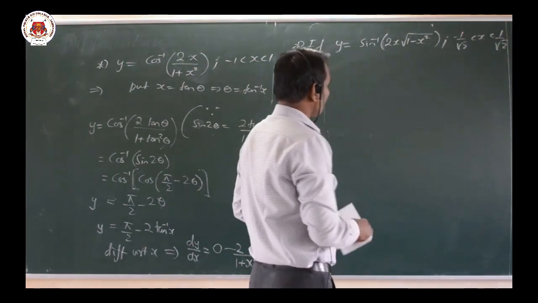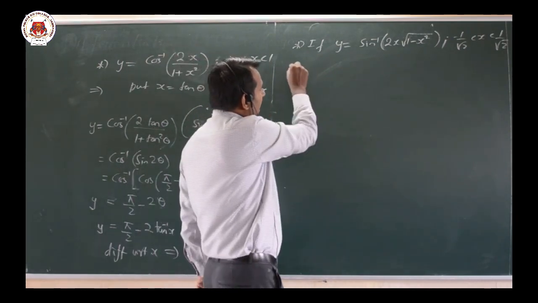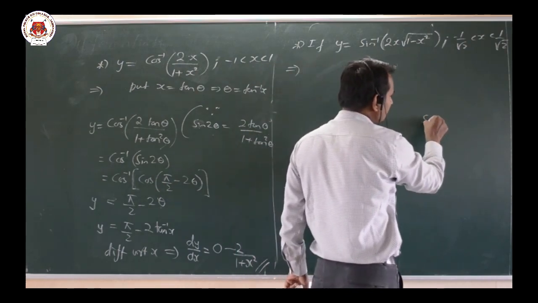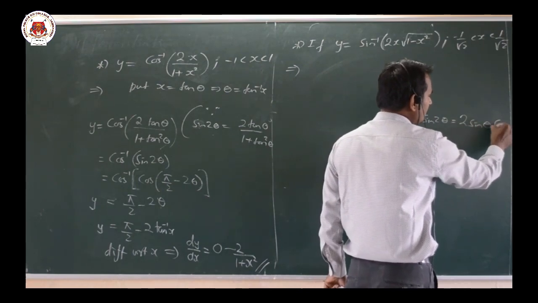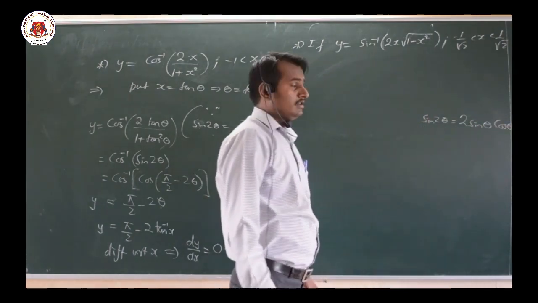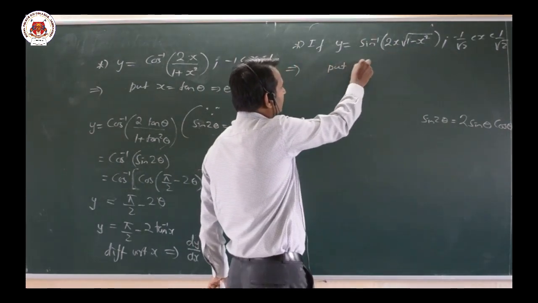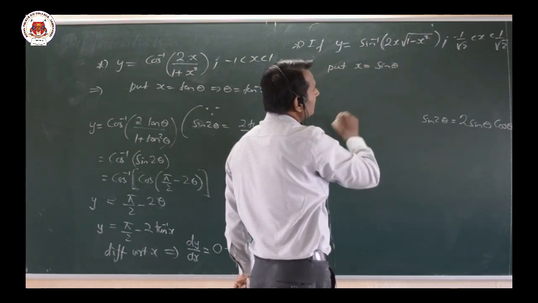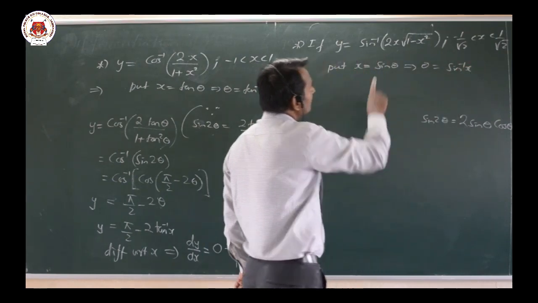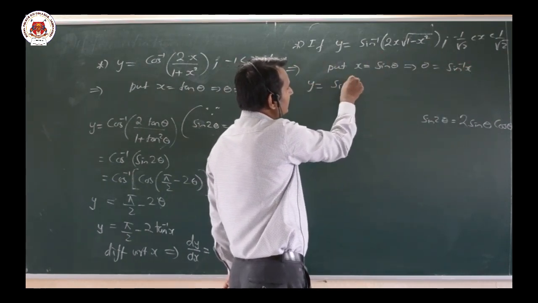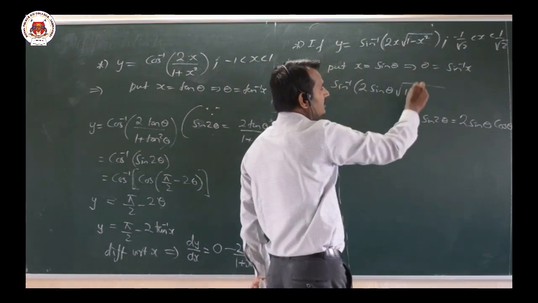Okay, now we require to solve it. Now what actually can we do here, that we shall observe. We know the sin 2 theta formula, that is 2 sin theta into cos theta. So here if I put x equal to sin theta, that implies theta is equal to sin inverse of x here. So what will happen here, y is equal to sin inverse of 2 sin theta into root of 1 minus sin square theta.